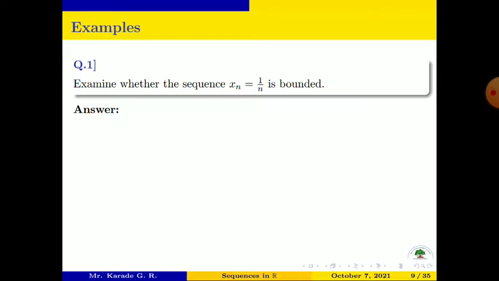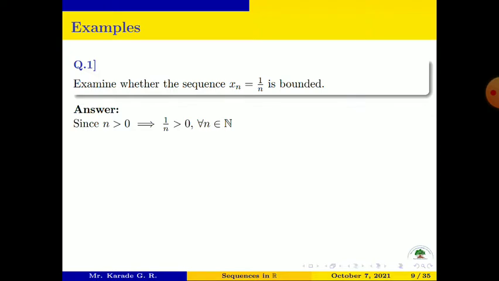The first term of that sequence is 1, which is an upper bound of that sequence, and the remaining terms of that sequence are approaching towards 0, and therefore the greatest lower bound of that sequence is 0. So there exists an upper bound as well as a lower bound. Upper bound is 1 and greatest lower bound is 0. Therefore we can say it is a bounded sequence.